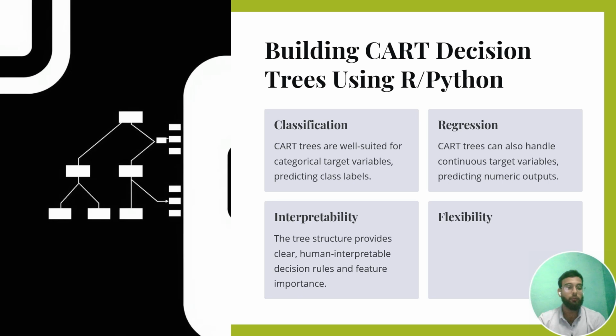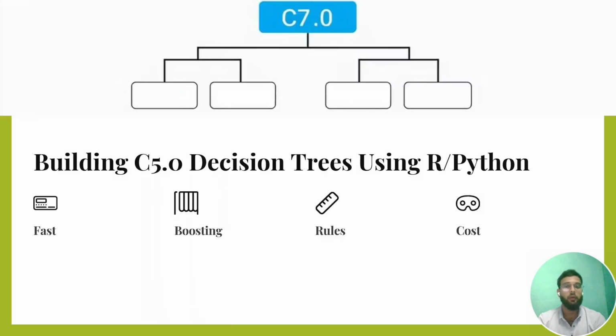Fourthly, it also provides us flexibility. CART trees can handle both numeric and categorical features with preprocessing, meaning it provides us flexibility to use it. So it is very easy to use CART decision trees.